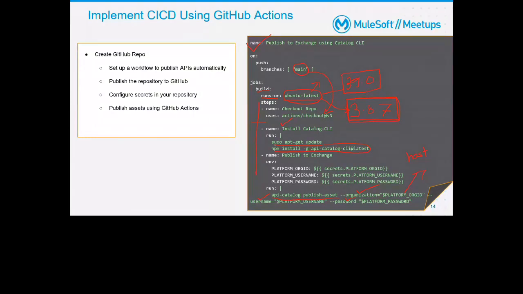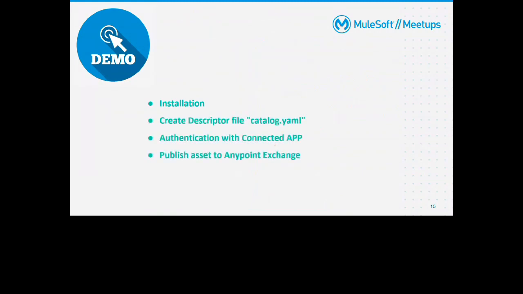Okay, once you do this, we'll look at the demo now. So first we'll do the installation, then we'll create a descriptor file, then we'll create the authentication connected app. Then we'll publish our asset. Then we'll create a CICD pipeline. So I have these four or five demos for this session. So before moving to that, do we have any questions?